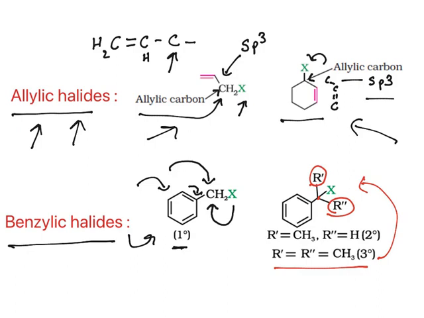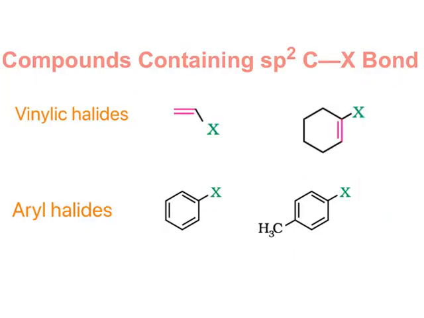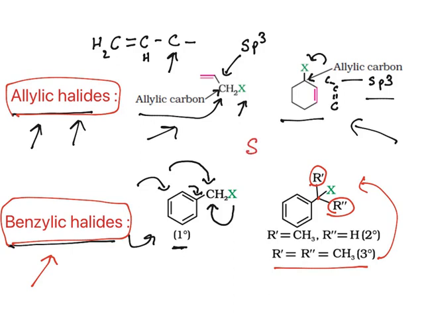So understand this one: primary, secondary, tertiary, and then allylic carbon and then benzylic carbon. If the halogen is attached to allylic carbon, it is allylic halide. If the halogen is attached to benzylic carbon, it is benzylic halide. Now, all these things we have seen, the halogen is attached to an sp3 carbon.